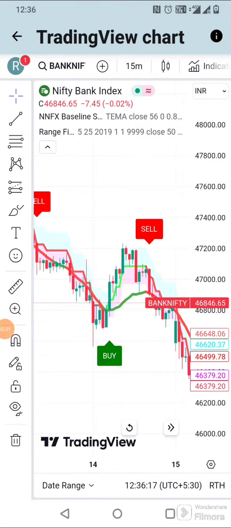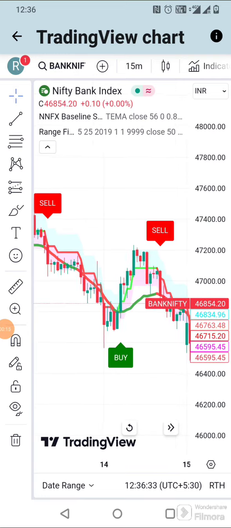The trading strategy is simple and works well in 5 and 15 minutes time frame. When the Range Filter indicator gives you the buy signal, along with that the price crosses above the NNF indicator or the line turns green, buy the call.